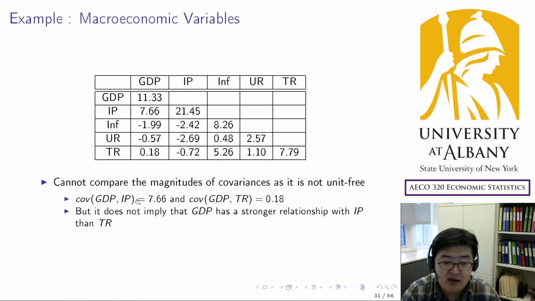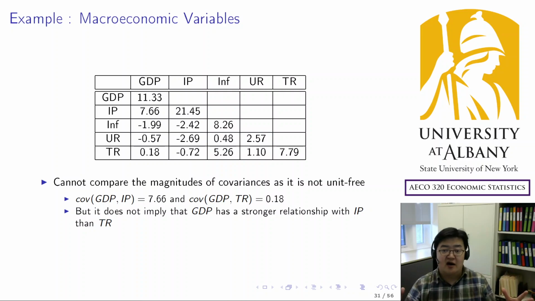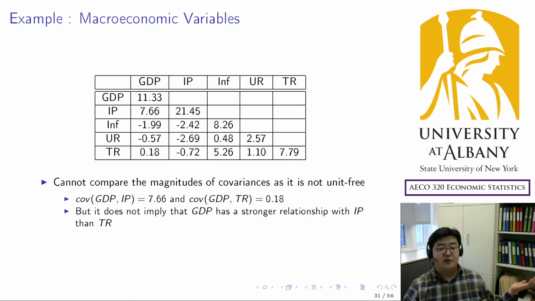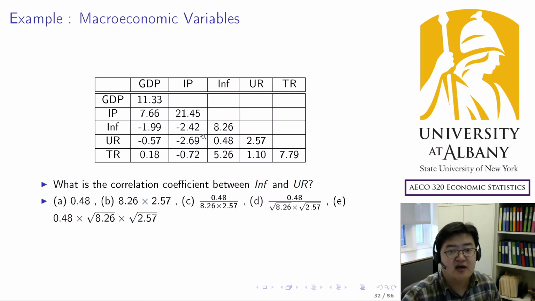You cannot say 7.6 is stronger than 0.18 because their units are different. They are not standardized. So their scales are different. So there is no point of comparing them. They just have very different scale units. Then how can we handle that? Simple. You need to calculate the correlation coefficient. Can you do that?